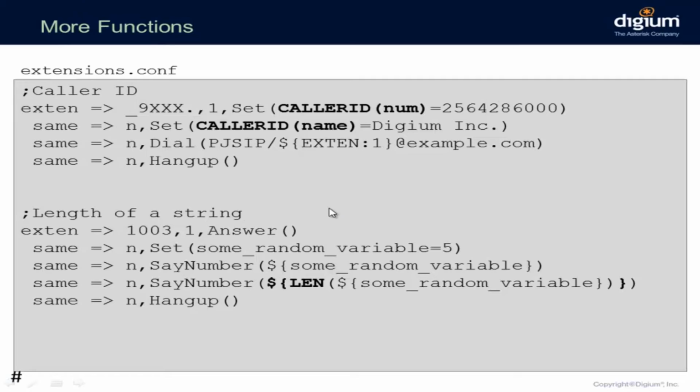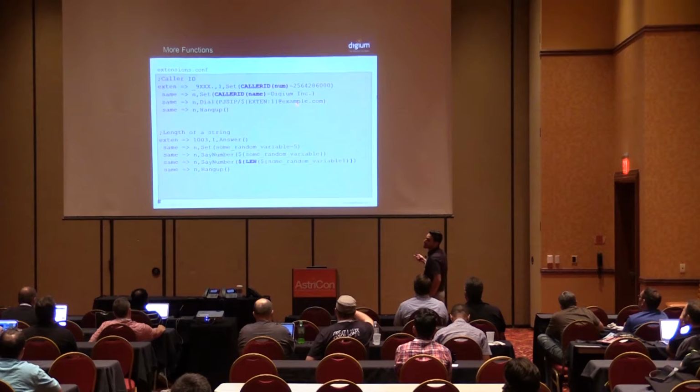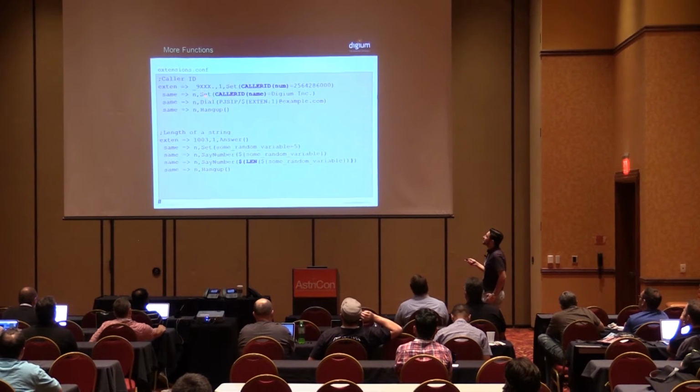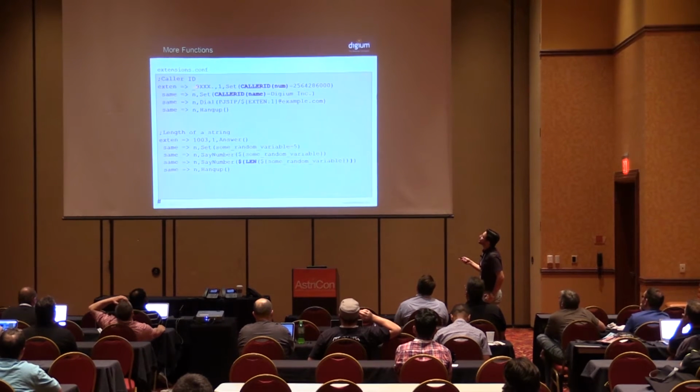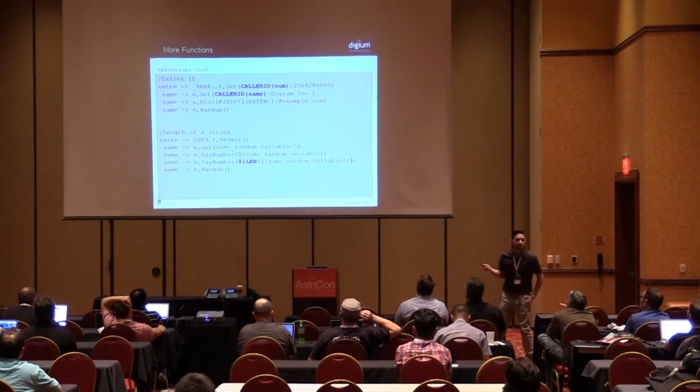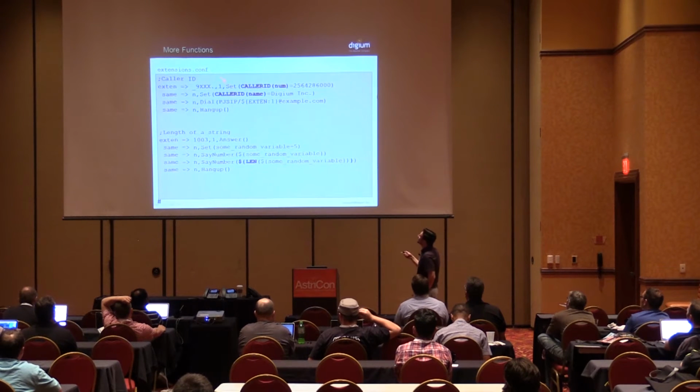Let's see another example of a very useful function, and it's caller ID. So caller ID is a function, and it can take a few arguments, but these are probably the two most common ones. So here we're using extension 9, at least 5 digits. It starts with 9, and the other 3 are digits from 0 to 9, and then whatever you want, right? It's setting the caller ID number to this number. And then it's setting the caller ID name to digim.